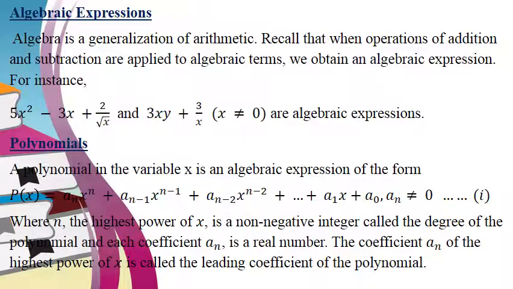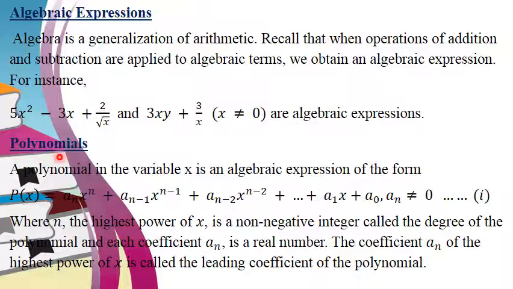Algebraic expressions. Algebra is a generalization of arithmetic. Recall that when the operations of addition and subtraction are applied to algebraic terms, we obtain an algebraic expression. For instance, 5x square minus 3x plus 2 upon square root of x, and 3xy plus 3 upon x, where x should not be equal to 0, are algebraic expressions. As I told you, your denominator should not be equal to 0.